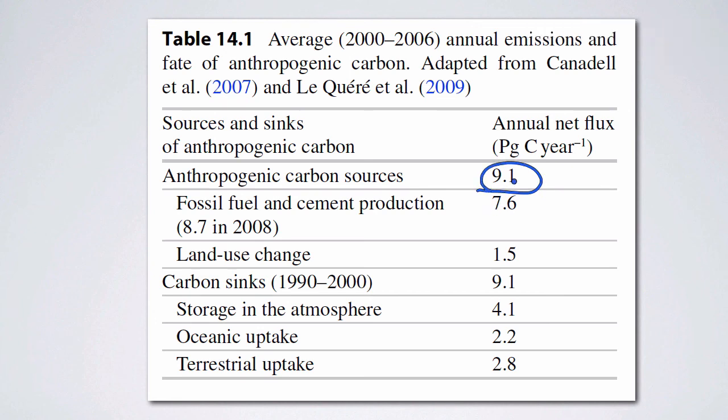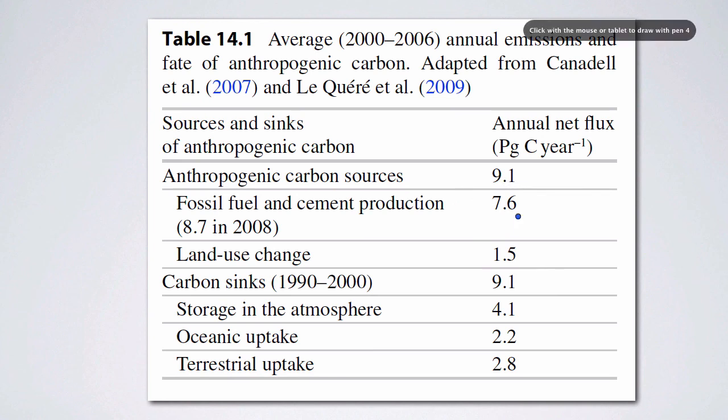Anthropogenic carbon sources, 9.1 petagrams of carbon per year. And again, that's 10 to the 15th grams of carbon per year. That's a big number. So 9 petagrams of carbon per year are what are thought of as being anthropogenic carbon sources. Fossil fuel emission and cement production is roughly 8 of those, 7.6. And again, it's mostly fossil fuel production. A small amount is cement production, but that's a factor that's pretty easy to calculate, so they're put in there together. And then land use change is 1.5 petagrams of carbon. So somewhere on the order of 7.6 petagrams is associated with fossil fuel, and that's the bulk of our anthropogenic carbon sources.